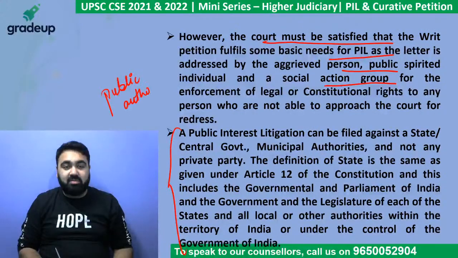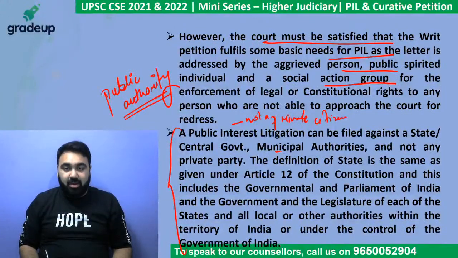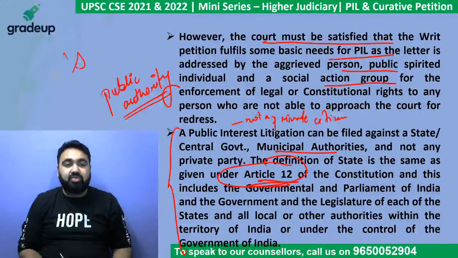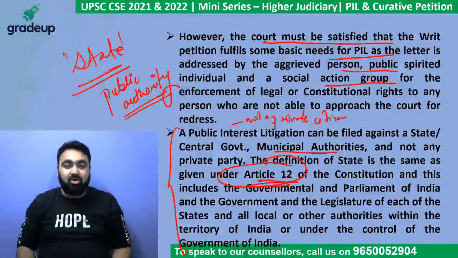A PIL can only be against a public authority. The PIL cannot be against a private citizen. Someone who is not the government, against them a PIL cannot be filed. The PIL can only be against a public authority, like the central government, municipal authorities, police. The definition of state given under Article 12 is to be used. So anyone who represents the government, working on behalf of the government, against them only you can file the PIL.